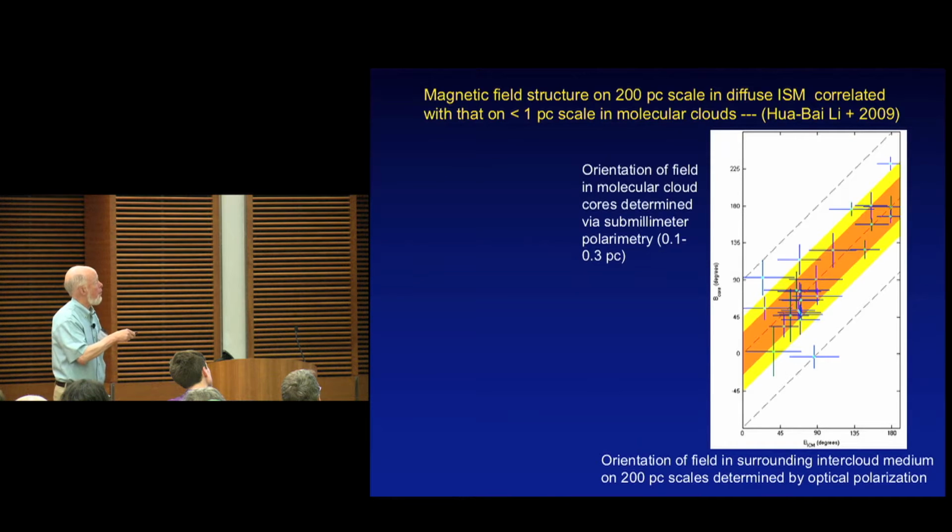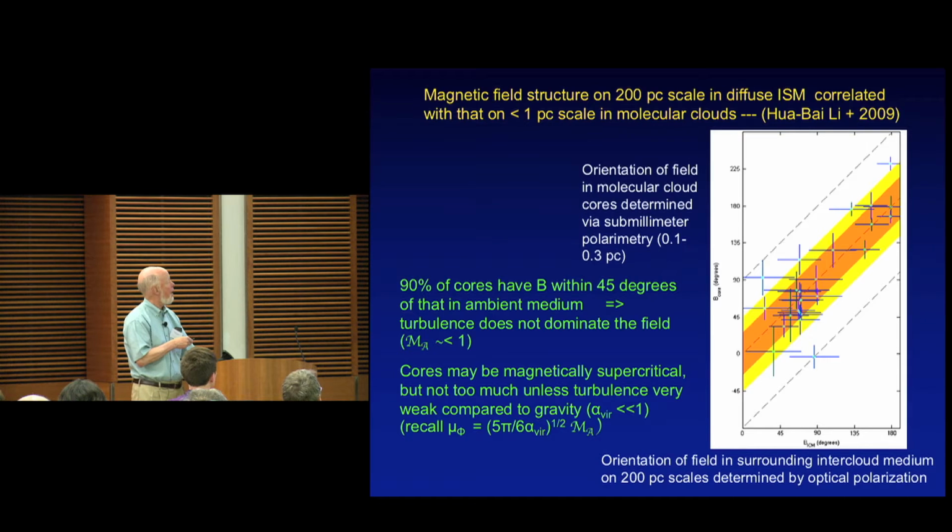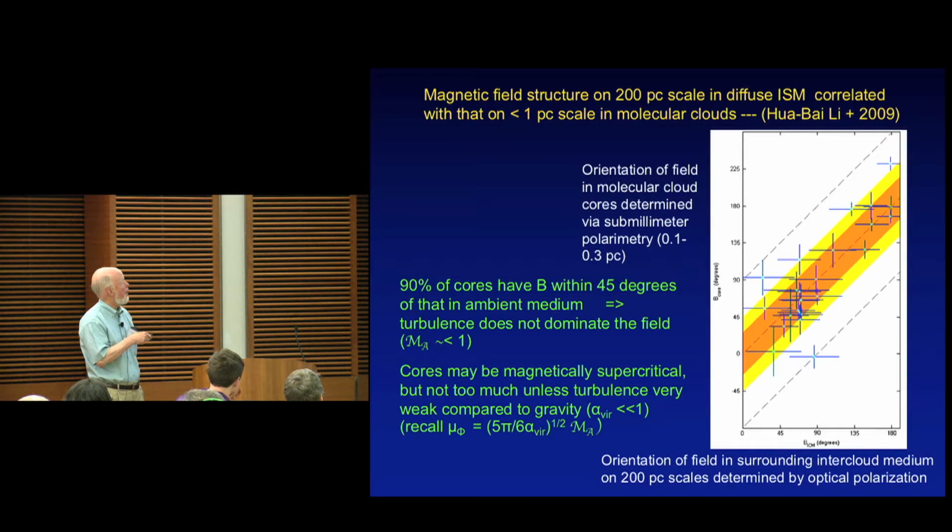And you can see there is, in fact, quite a dispersion, but what they found was that 90% of the cores have the magnetic field within 45 degrees of that in the ambient medium. So that means that the turbulence does not dominate the field. The Alfvén Mach number has to be less than or of order unity. And the cores may be magnetically supercritical, as has been argued before, and as I will argue again in my talk on Friday, but they can't be too supercritical unless the turbulence is very weak, because of the relation between the mass to flux ratio, the virial parameter, and the Alfvén Mach number.